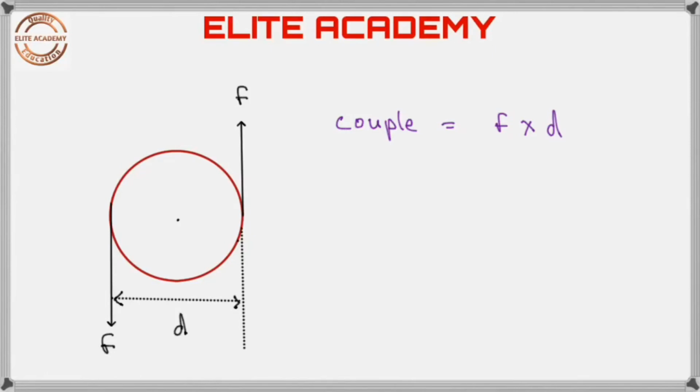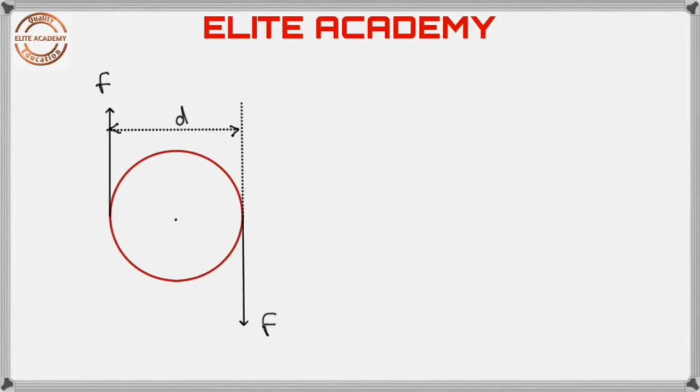Here the two forces F each are tending to rotate the body in anti-clockwise direction. Therefore, this couple is anti-clockwise couple. In this case, two equal and opposite forces F are tending to rotate the body in clockwise direction. Therefore, this couple is called clockwise couple.